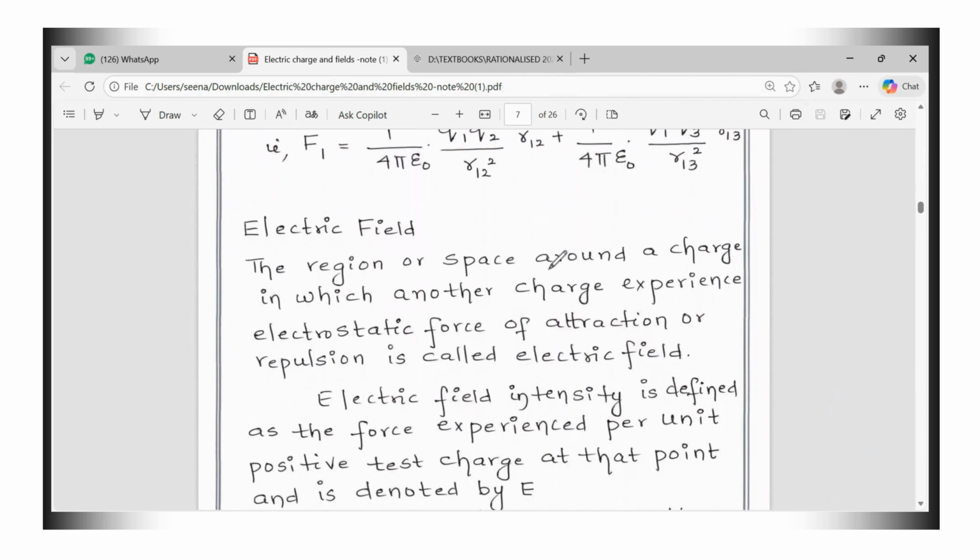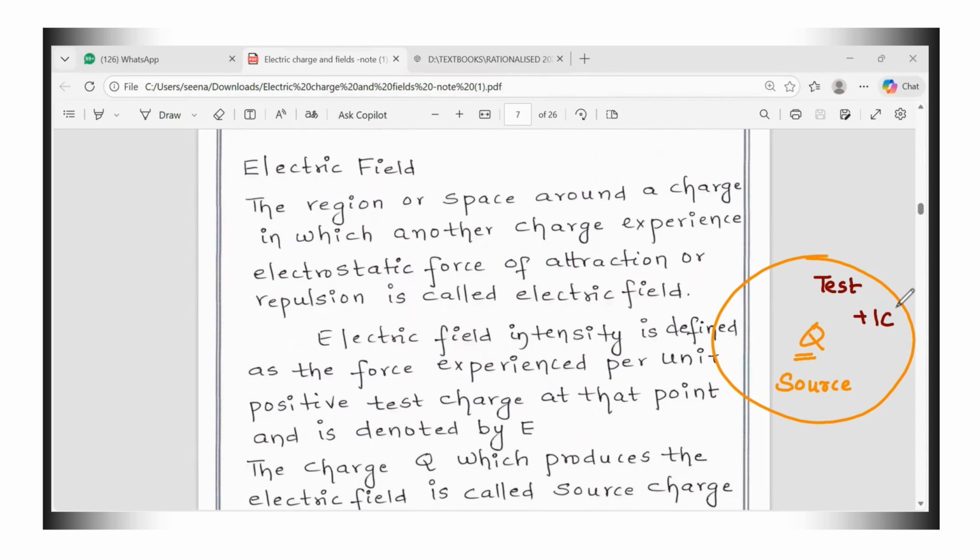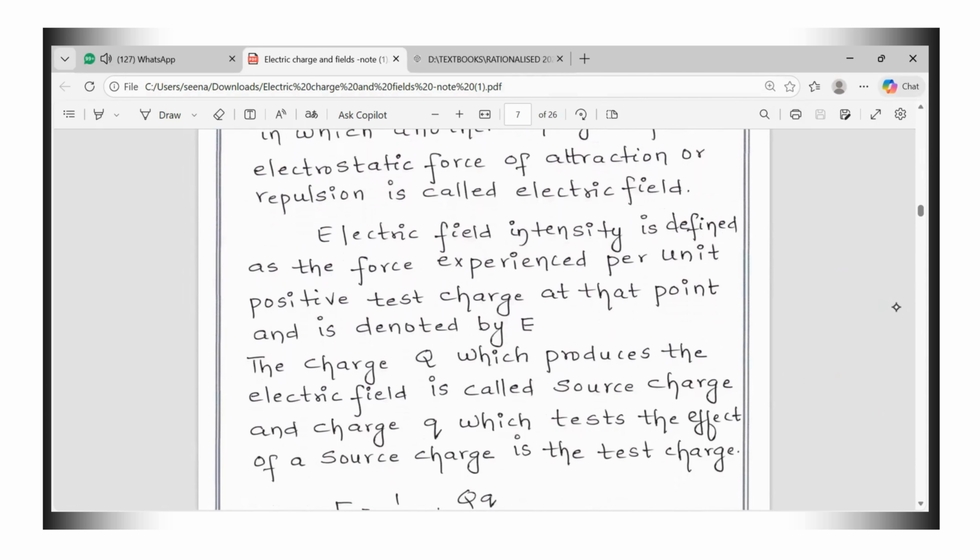Now the next concept, the third concept in the chapter, is electric field. If you keep any charge Q, around the charge there is a region where this charge can exert a force. That charge we call the source charge. And the force is always tested by a test charge. And the test charge is always 1 Coulomb positive charge. So, in short, we can say that the electric field is defined as the force experienced per charge.